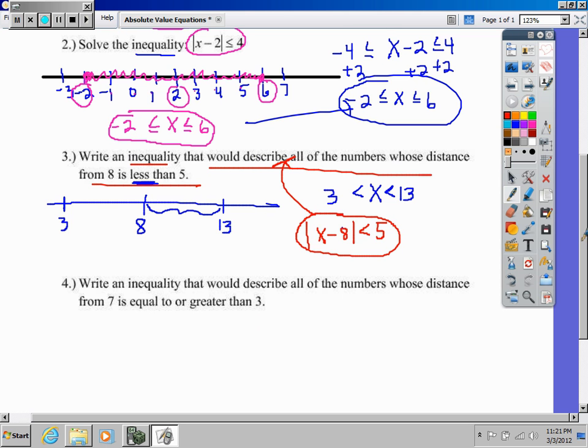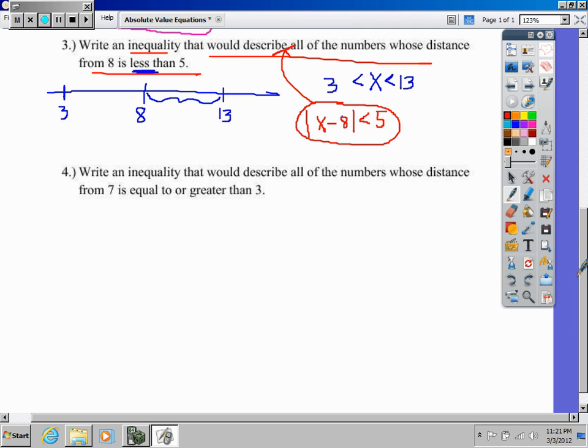Okay, now the last question then is very similar. It just says write an inequality to describe all the numbers whose distance from 7, so it's going to be the absolute value of x minus 7, is equal to or greater than 3. So greater than or equal to 3. And that is my inequality that I would have.